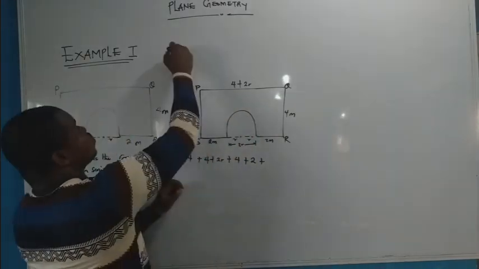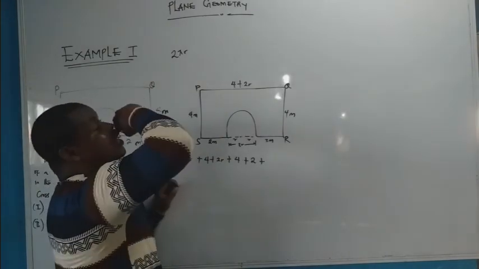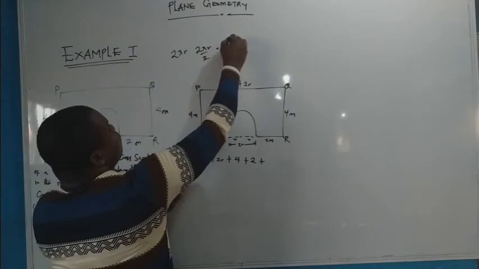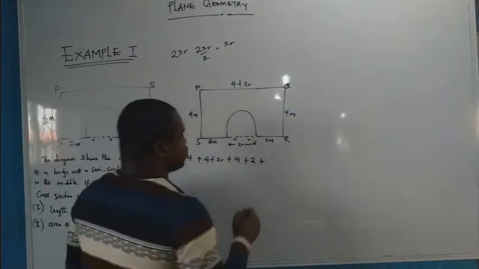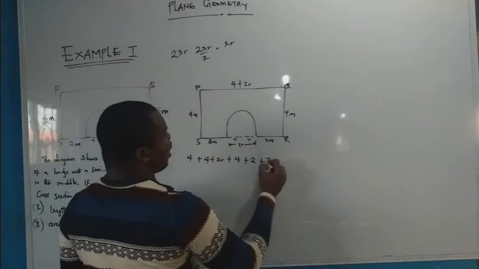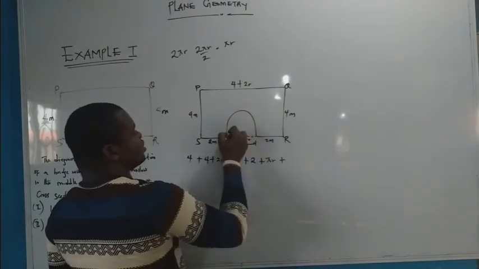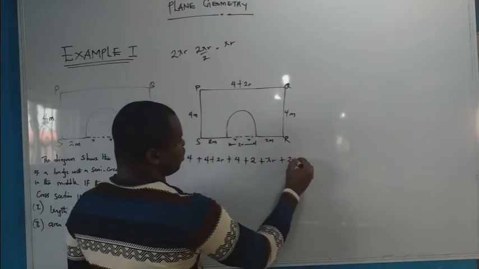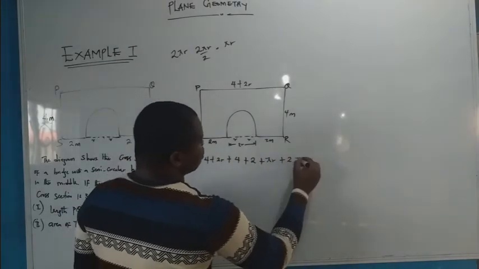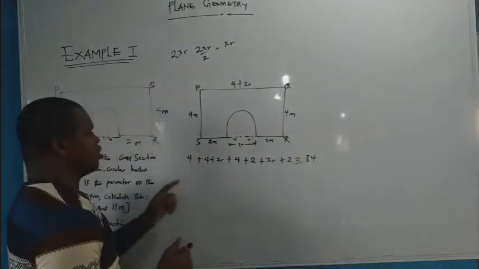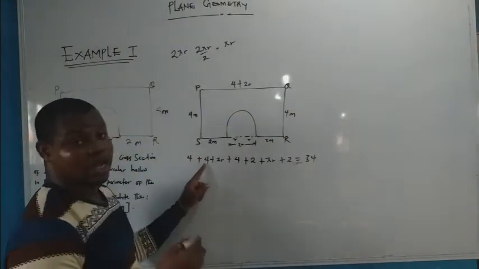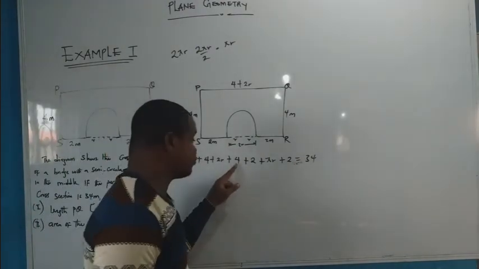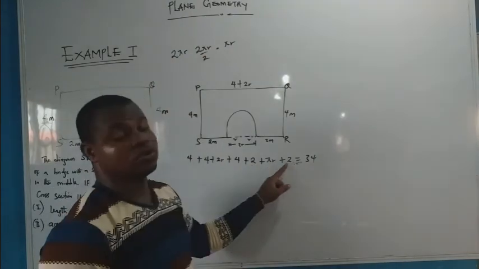If the circumference of the circle is 2 pi r, then the circumference of the semicircle will be 2 pi r over 2. That gives you pi r. Is that clear? So the circumference of the semicircle will be pi r, from here like this. Then we have the last 2 meters here. So everything is equal to 34 meters. So let's go: 4 plus 4, that's 8, plus 4, that's 12, plus 2, that's 14, plus 2, that's what?